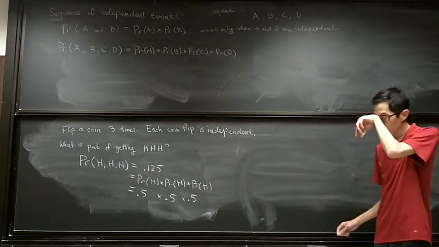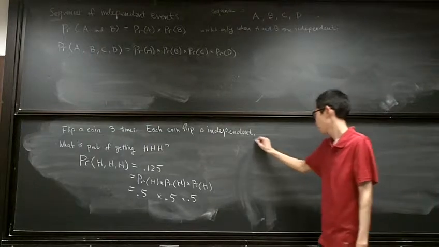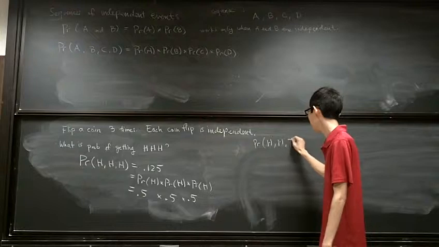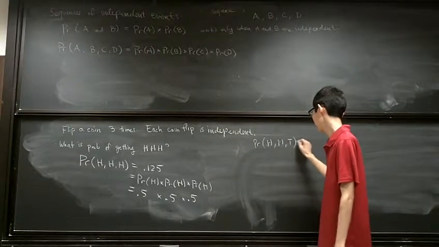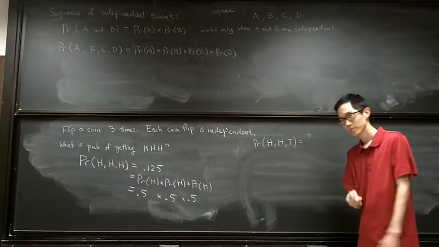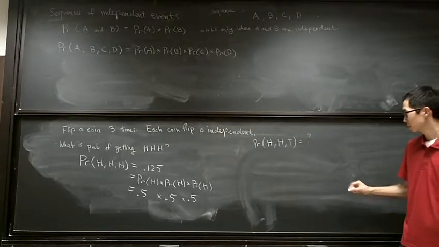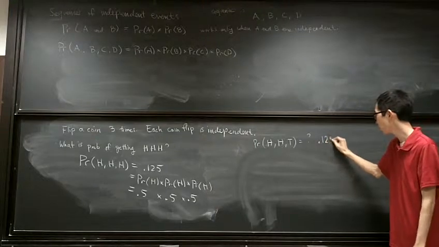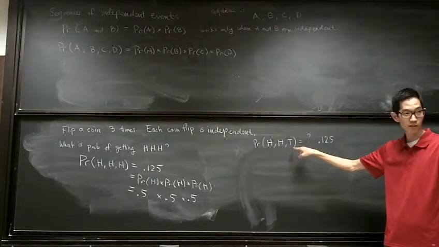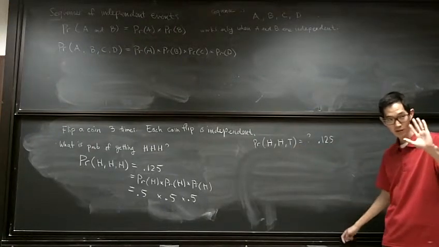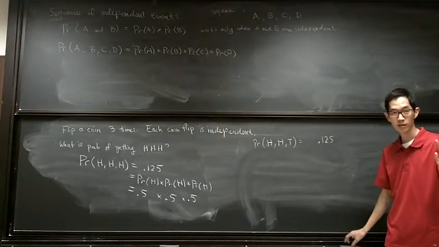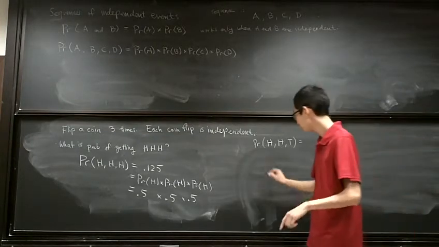All right, what is the probability of getting heads, heads, tails? So the sequence, heads, heads, tails. Do we see it's the same thing, 0.125? Because it's 0.5 times 0.5 times 0.5, okay? Not clear to anyone? Raise your hand.